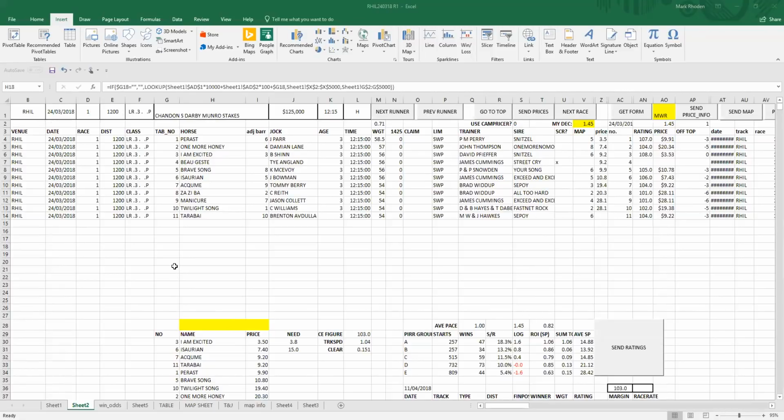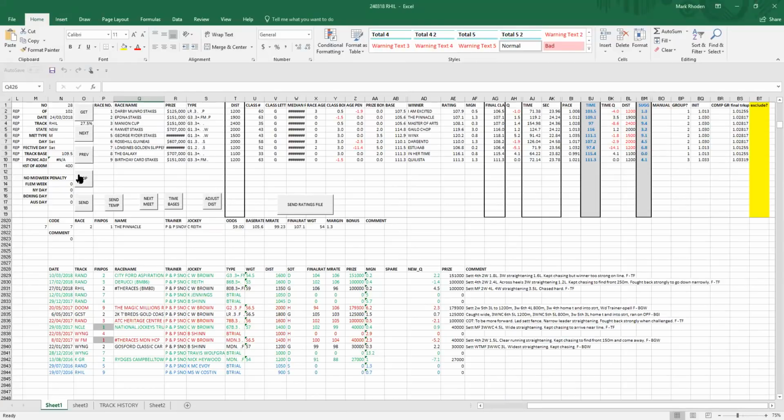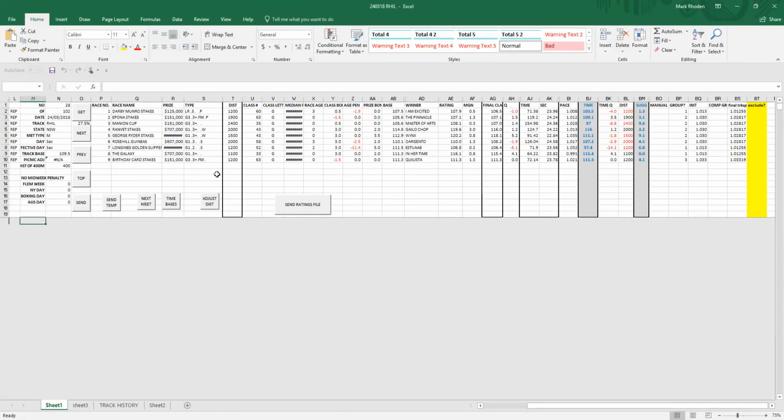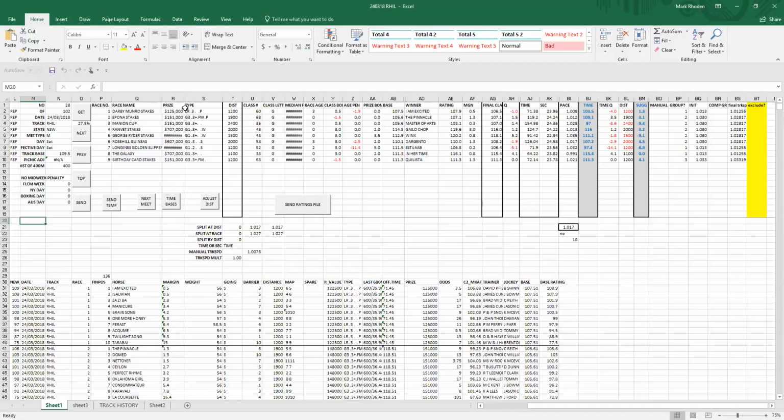Yes, here it is. I won't go into too much detail on this sheet. Just suffice to say, this is the sheet I'd use to assign the ratings after a meeting. There's this race, but there are all the big races on the day, the Slipper, the Guineas, the Winx and the George Ryder.